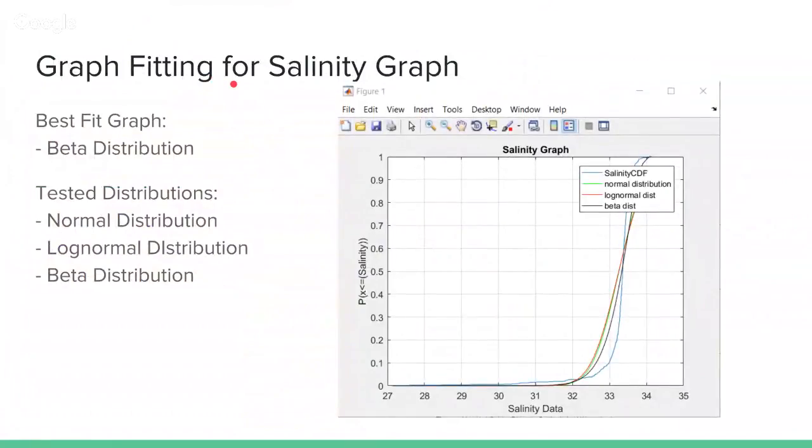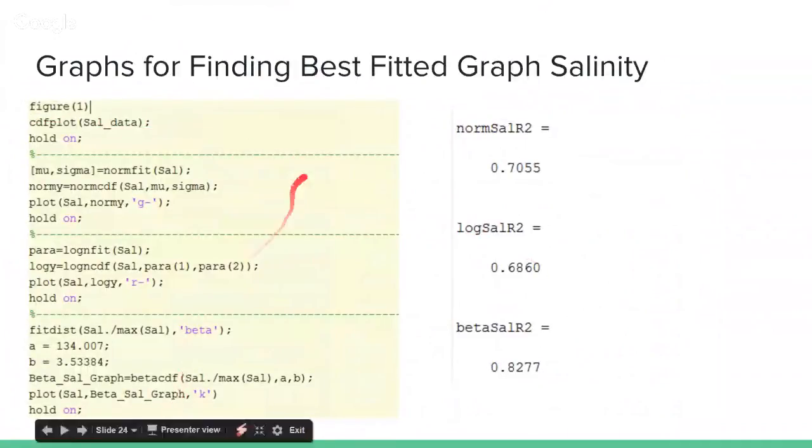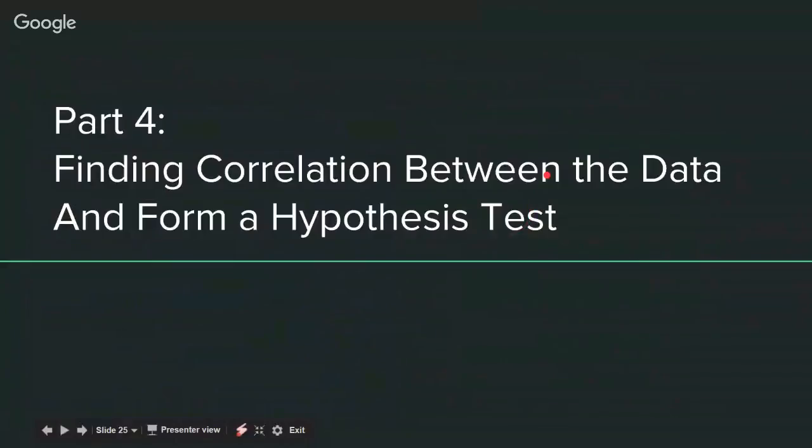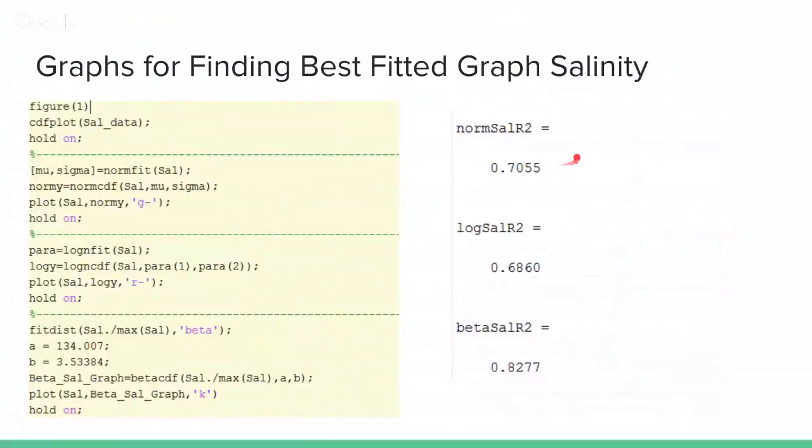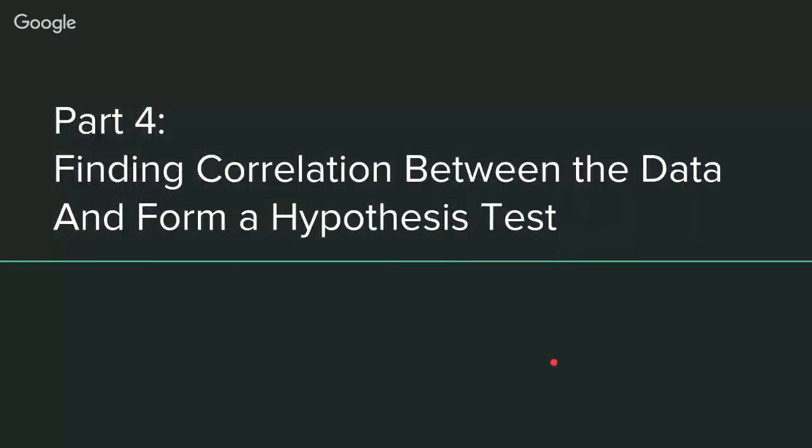And similarly with the salinity graph, we had our original salinity CDF, and we had some different analytical graphs on here. The best fit was the beta distribution. That's the blue line right here. And if you look, MATLAB code to graph those, and then our adjusted R2 values, the closest to 1 being beta, and that was 0.8277. So next on to part 4, which was finding correlation between the data and forming a hypothesis test.